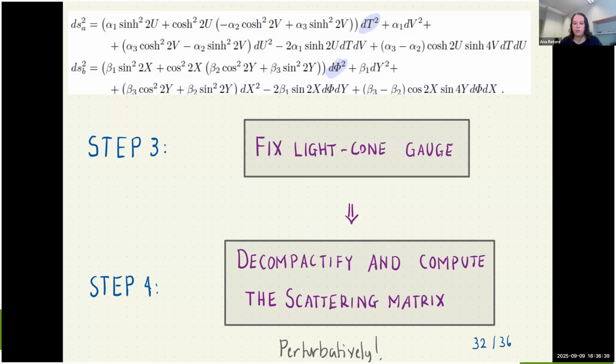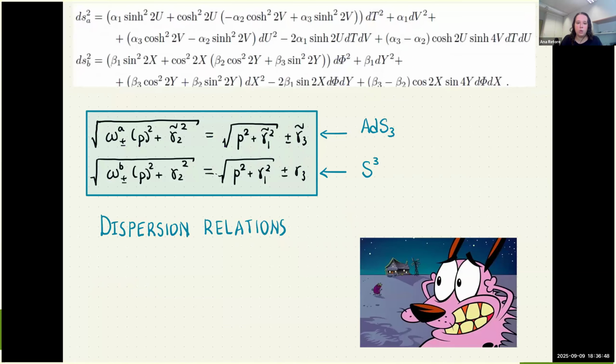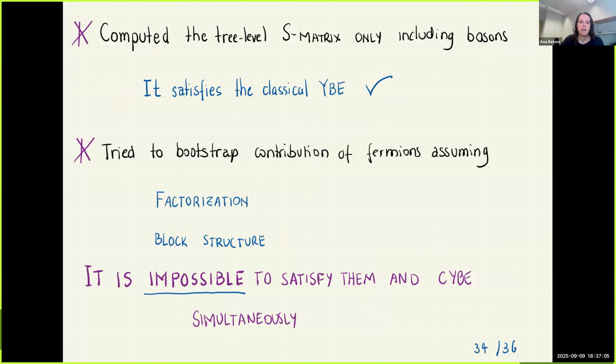And then we can compute the scattering matrix. So you just expand and then compute perturbatively order by order, like Feynman diagrams, basically. Using these, the dispersion relations are horrible. It's like these, and these gammas are functions of alphas and betas. But we can compute the tree-level matrix, and we found that it satisfies the classical Yang-Baxter.